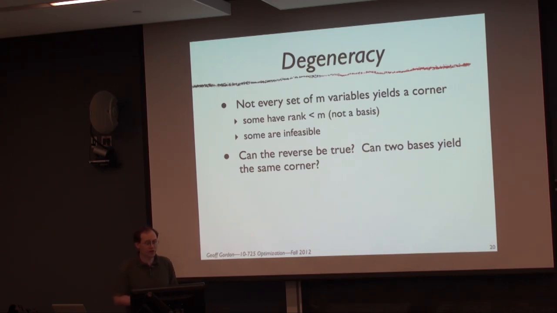And what is degeneracy? Well, not every set of M variables is going to lead to a corner, right? So some are infeasible. Some have rank less than M, meaning they're not a basis. So that's okay. The question is, can the reverse be true? Can two different bases yield the same corner?